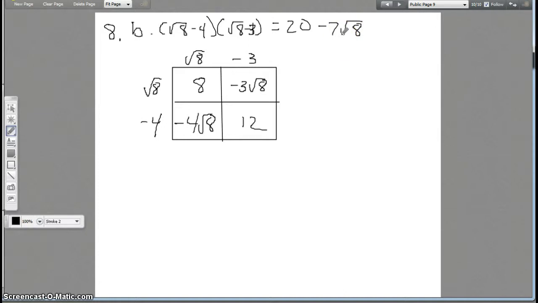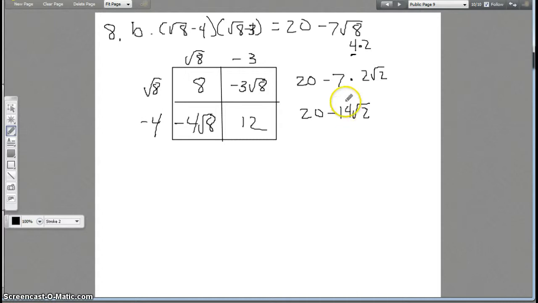Now, the next thing we do, anytime we have a square root in our answer, we look to see if it has any square factors. 8 has a square factor. 8 is 4 times 2. So we can take the square root of 4. We have 20 minus 7 times 2 root 2. When we take the 4 outside, the square root of 4 is 2. And then we still have a 2 that's left inside the square root. So this is going to be 20 minus 14 root 2. So that's one way to work number 8b.